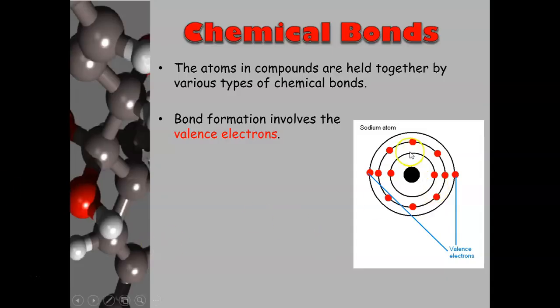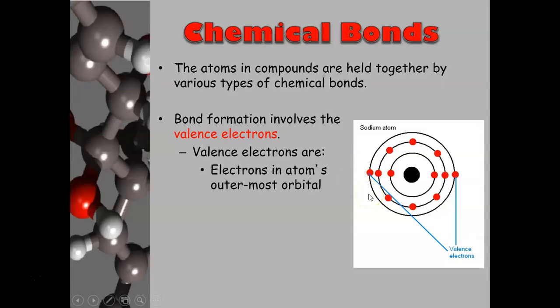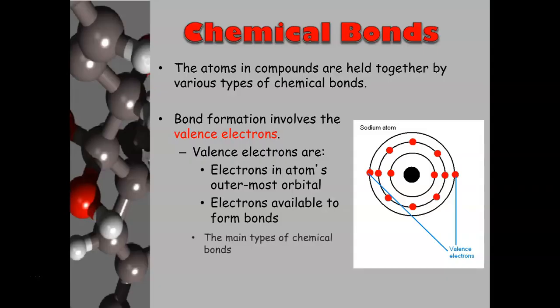So when we look at your electron configuration, right, here's a sodium atom, for example. Those valence electrons are those electrons that are on the outermost orbital, or the furthest electrons from your nucleus, right? And these are the ones that aren't getting shielded by anything else, and so as a result, they're the ones that are available to form chemical bonds. And those chemical bonds are ultimately what holds atoms together in a compound.